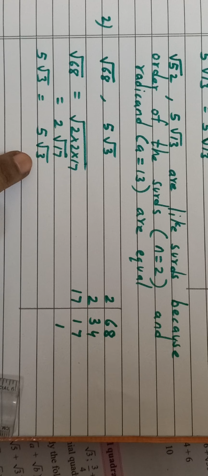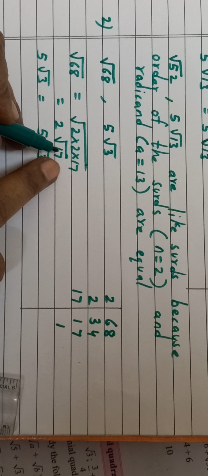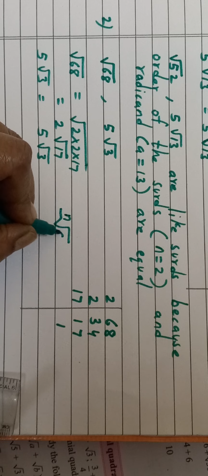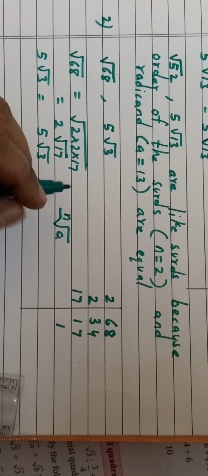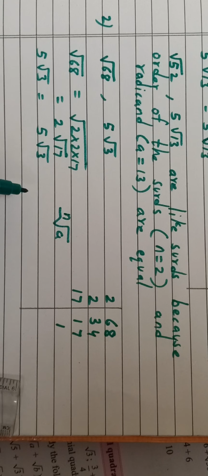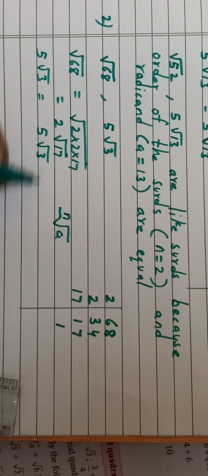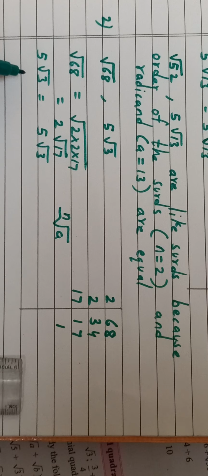So if you see this and this, here the order is the same, 2. But the radicand here is 17 and here is 3. Radicand means, I told you, the surd looks like the nth root of a, and sometimes a rational number is there, otherwise it is always 1. So here the radicand is 17 and here the radicand is 3. So radicands are not the same. The main concept is what? Order should be the same and radicand should be the same. Both the conditions should be satisfied. If any one condition is not there, then they are not like surds. Followed? So what will we write here?